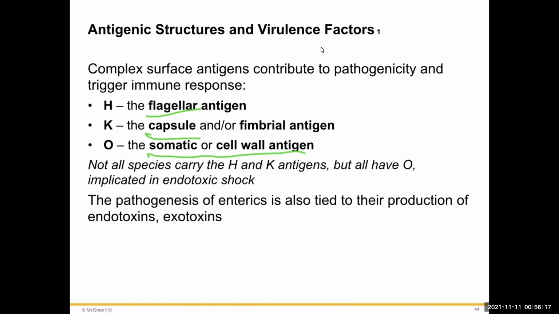So not all species have capsules and flagella, but they all have a cell wall. So not all species carry the H and K antigen, but all have the O antigen. We all have a cell wall. Okay? These are implicated in endotoxic shock syndrome. The pathogenesis of enterics is also tied to the production of endotoxins or exotoxins. Remember, endotoxins are on the cell wall. They trigger the response, you get the conditions of your disease from that. Exotoxins are secreted and directly attack the intestines.